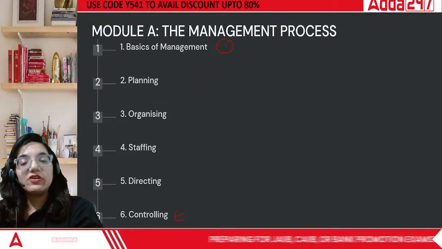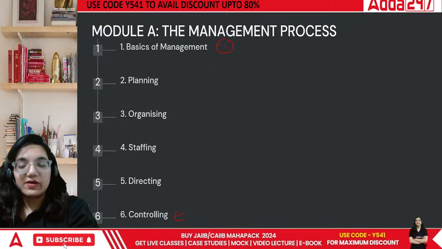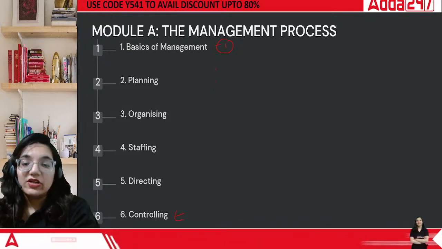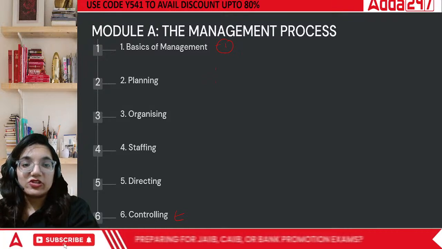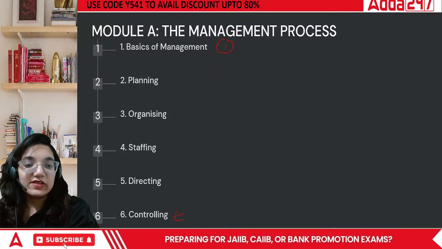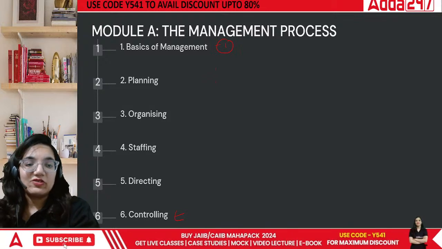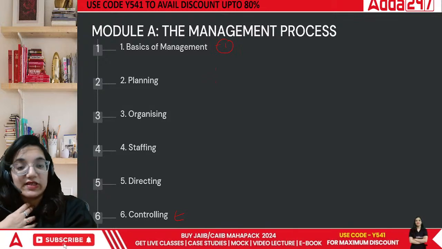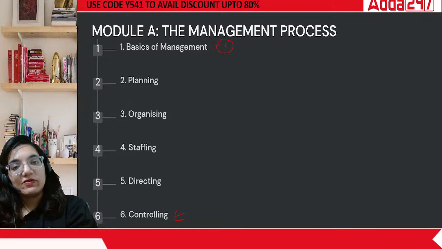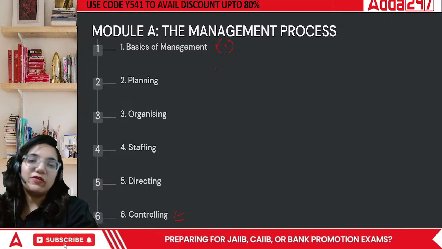In controlling even you will find the reference of chapter number 1, that is basics of management. So to be very honest, when you're preparing for this examination, please make sure that you are dealing with this topic from this area altogether. You should be open towards this area altogether. You'll be starting with basics of management and then you'll be going for planning.